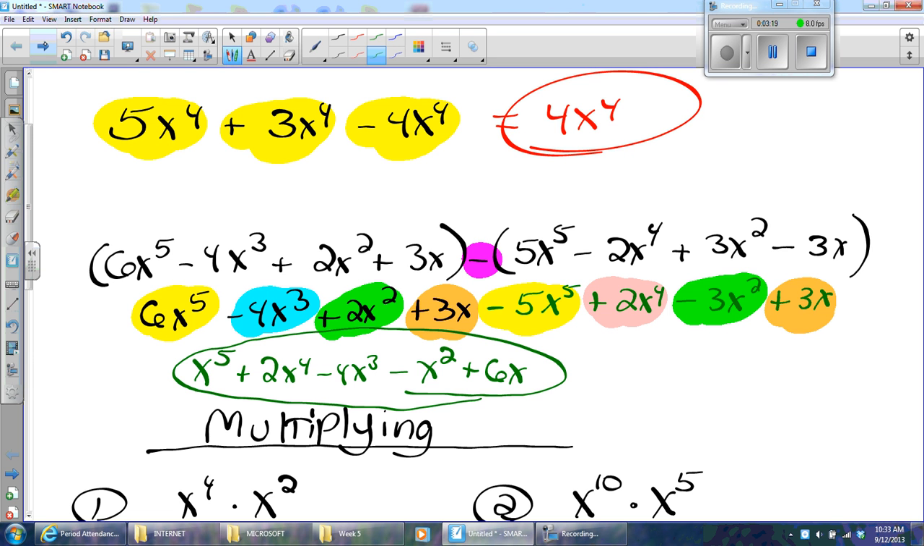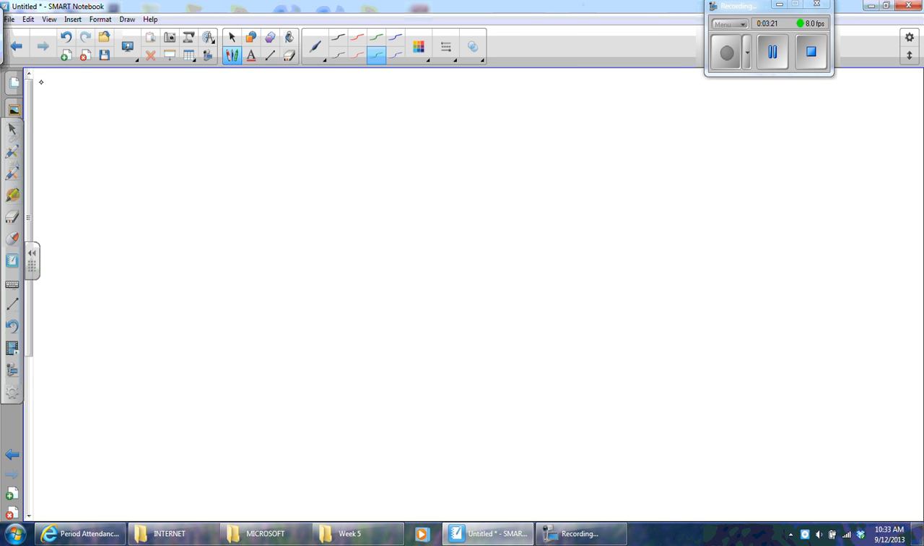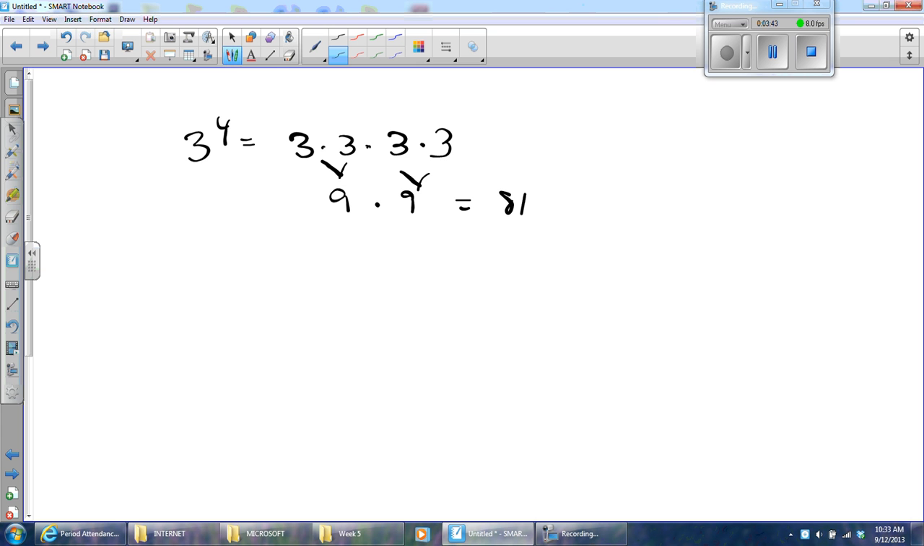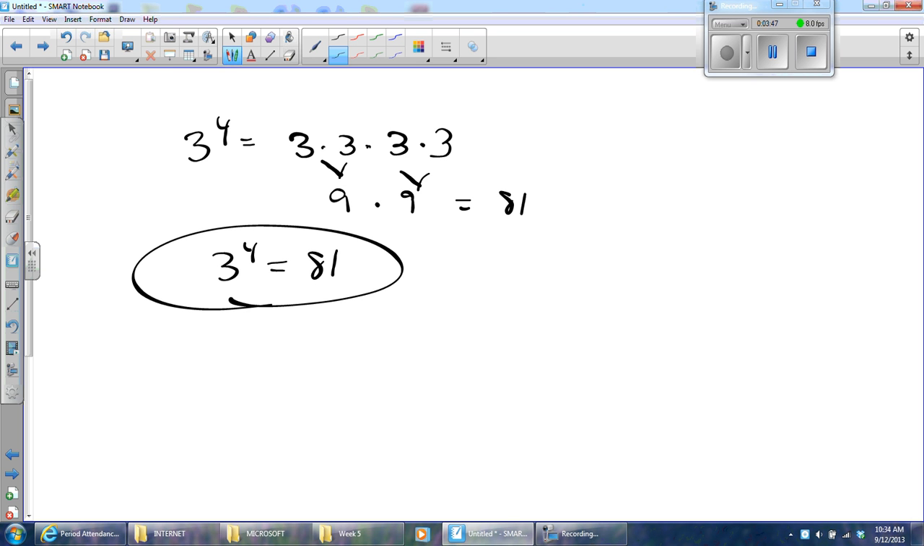Now, before we get to multiplying, I want to ask you what this means. Not what does it equal, what does it mean? Hopefully you know this means 3 times 3 times 3 times 3, that there are 4 3's being multiplied together. 3 times 3 is 9, and 3 times 3 is 9, and 9 times 9 is 81. So therefore, 3 to the 4th power equals 81.